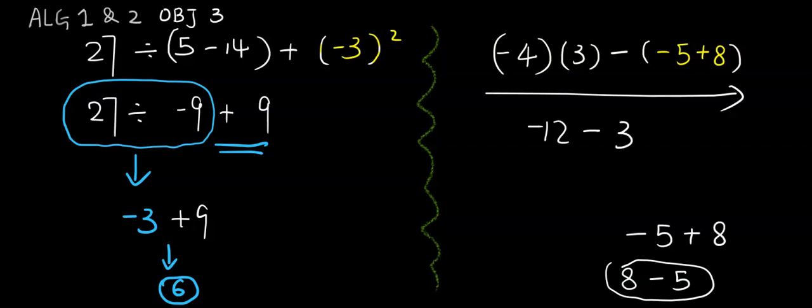Now you got a negative 12 and a negative 3. You have two negative numbers, and you're still going to have a negative. And then what is 12 plus 3? That is 15, correct? And then you have a negative 15. It is the correct solution.